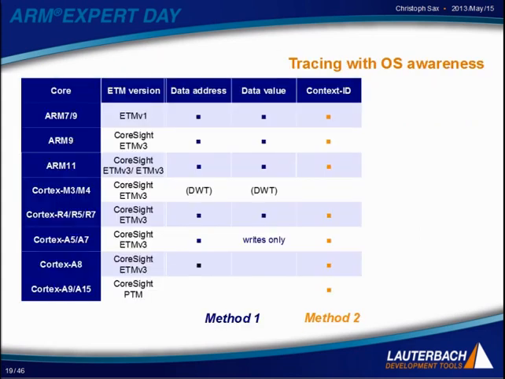Here's an overview of the capabilities of the different ARM cores. And you see most of the architectures would support both methods. The Cortex M3 and M4 have no MMU and therefore no memory management. They only have some kind of memory protection scheme. And on the bottom left side we see that some of the Cortex A cores do not have full data tracing capabilities, and that's why method 1 cannot be applied.